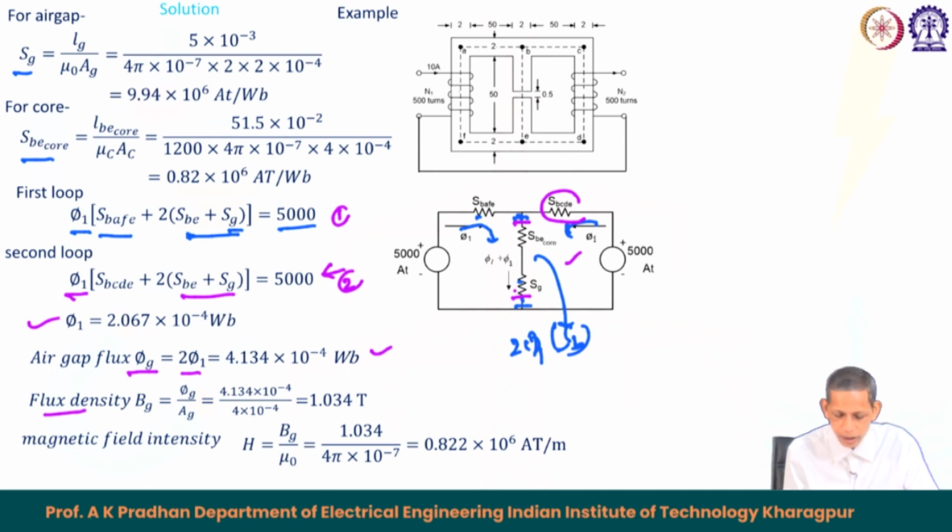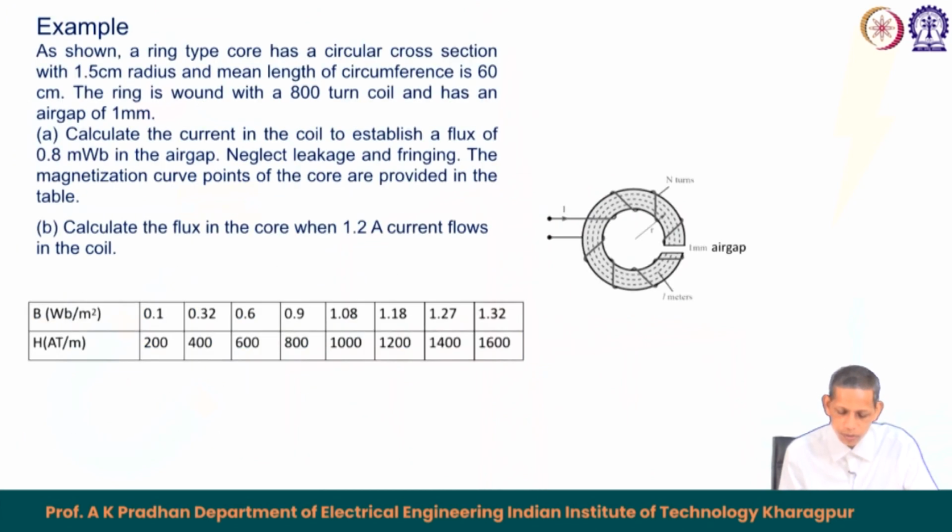Flux density in the air gap is phi upon A g, that becomes 1.03 Tesla, and magnetic field intensity H here equals to B upon mu naught for the gap part. So, that comes out to be 0.822 10 to the 6 ampere turn per meter. So, what we see is that for this we can find out the equivalent circuit like this, and if we solve, then we can find the different flux and the corresponding flux density in different paths also.